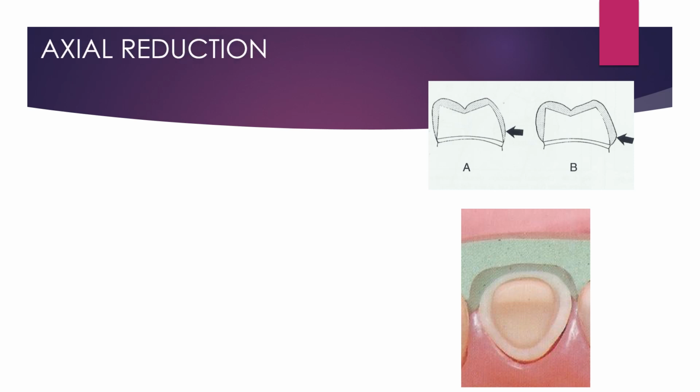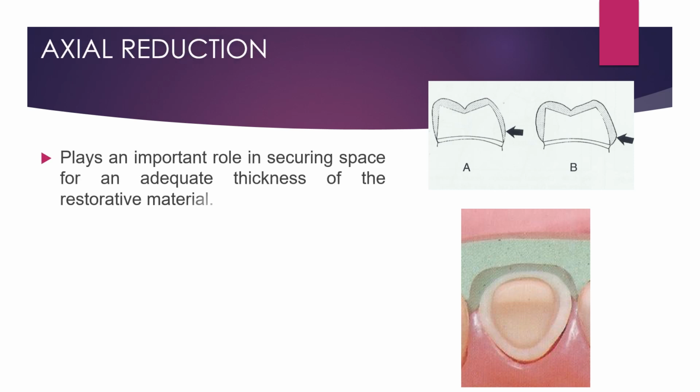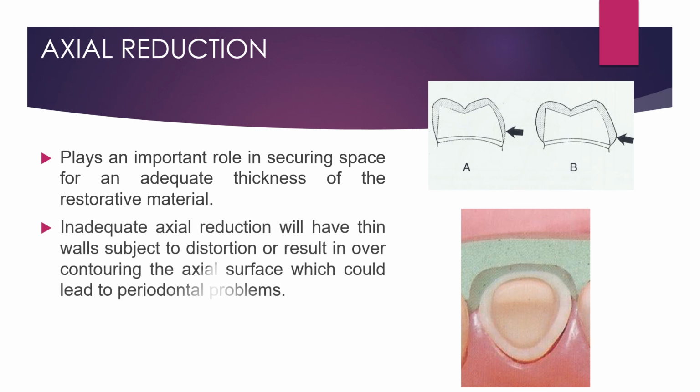Coming to the axial reduction, it plays an important role in securing space for an adequate thickness of the restorative material. So axial reduction has to be perfect. Inadequate reduction will cause thin walls, and it will distort and it may lead to porosity.